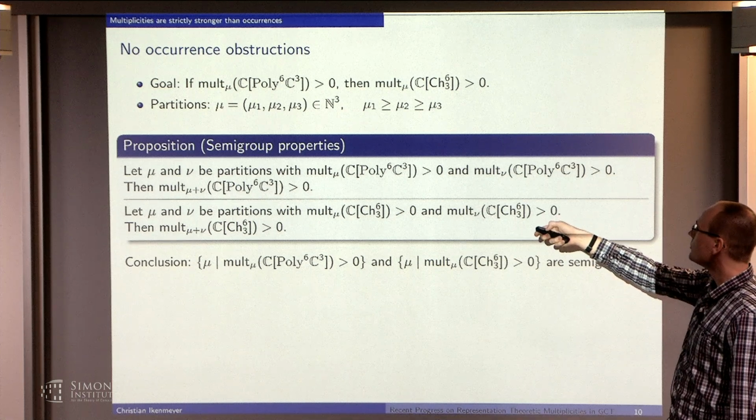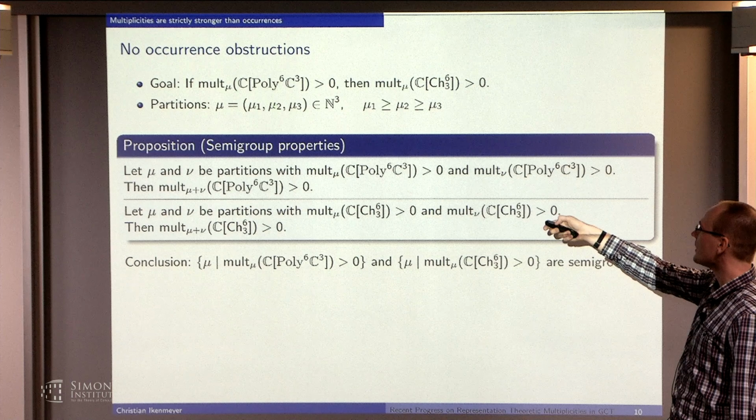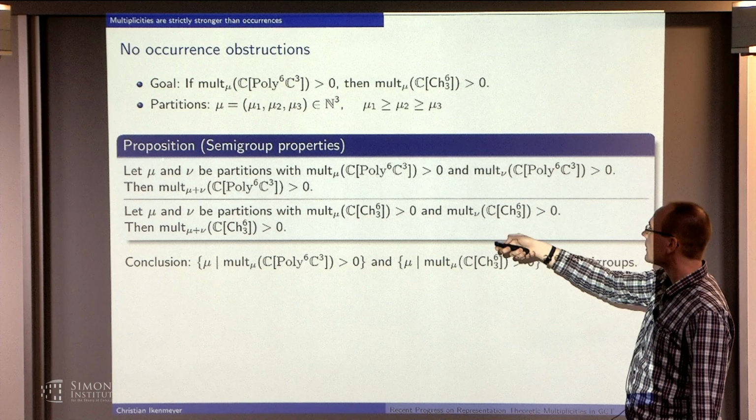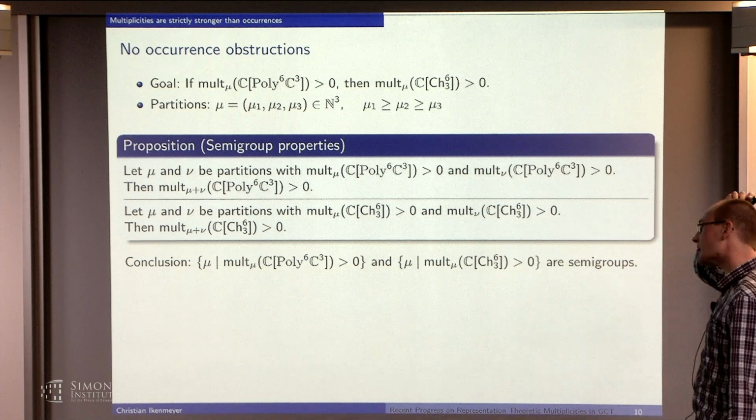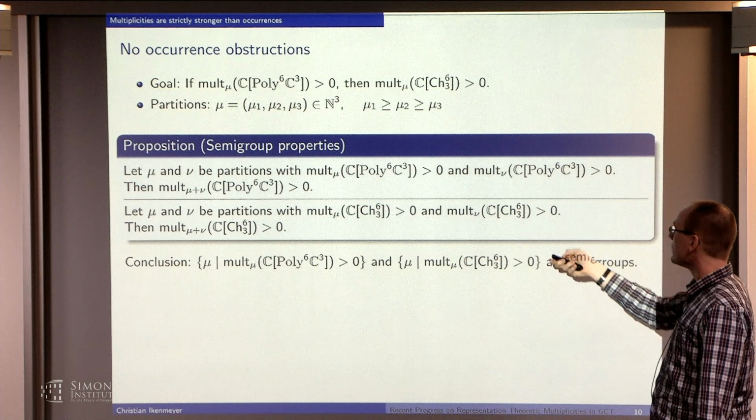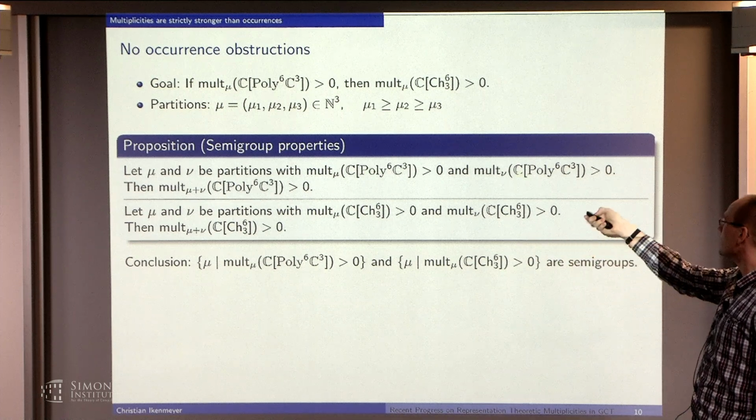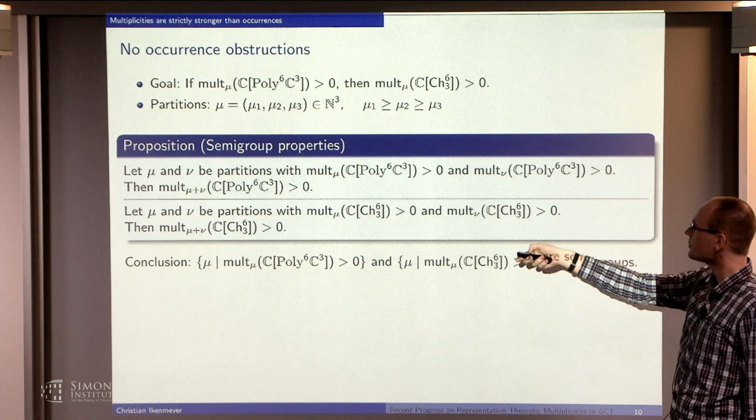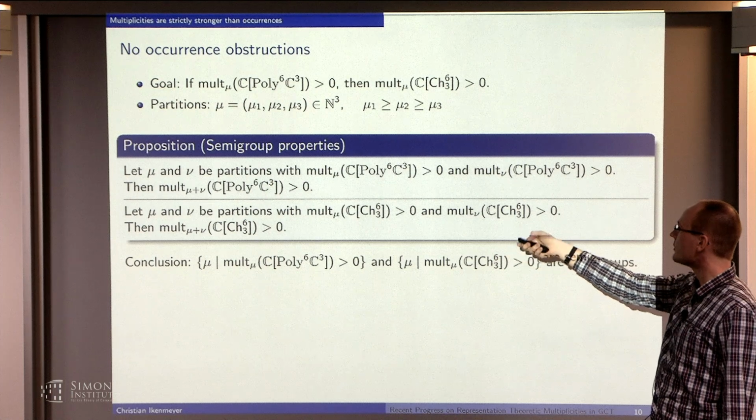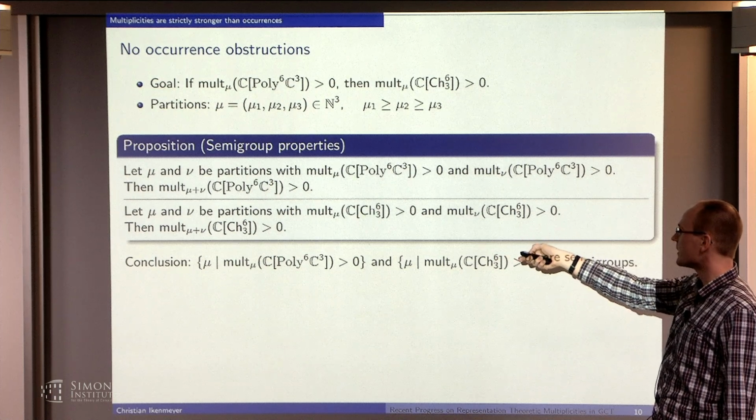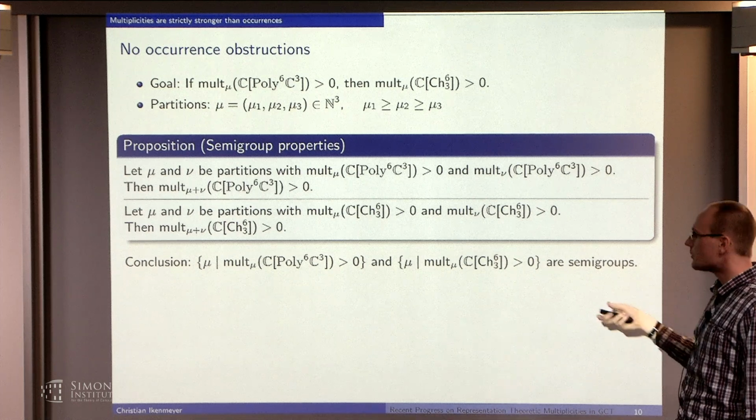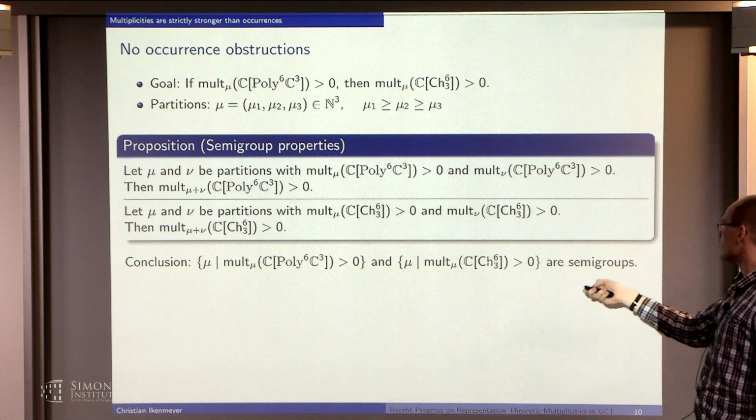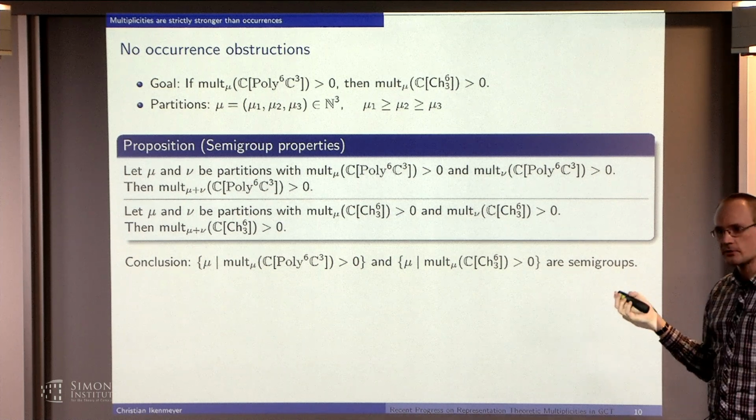So your mu's, remember your mu's that we have here, this is GL3 just. So it's just 3 numbers here, and mu1 is greater or equal to mu2 is greater or equal to mu3, okay? The semigroup property says, you take 2 partitions, and if they both occur in the coordinate ring, then their sum, which is just the component-wise summation of the two, also is in the coordinate ring. And it doesn't work only for this coordinate ring, it also works for that coordinate ring. Same setup, right? In other words, in more fancy words, the mu's that occur in this coordinate ring and the mu's that occur in that coordinate ring are semigroups. Okay, this is what it says.